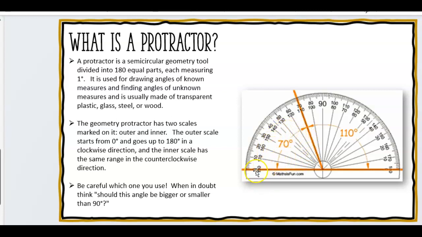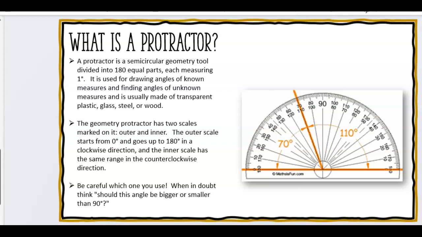So I'm going to start with 0 on the left-hand side and see where that ends up there at 70. So this angle is 70 degrees. If I start on the other side, then I'm measuring this larger angle over here. So if I start on the other side and work my way up, that's a 110-degree angle. So you just want to be careful which side you're starting from. When you measure your angles, it's just going to depend on what angle you want to measure.